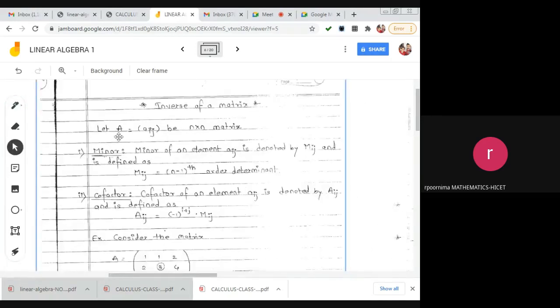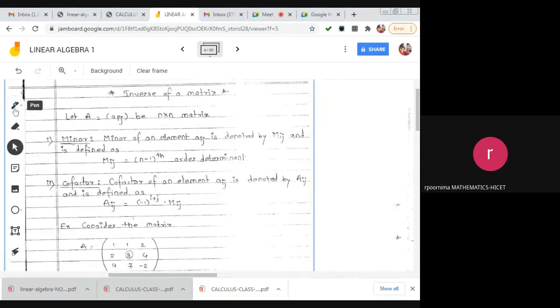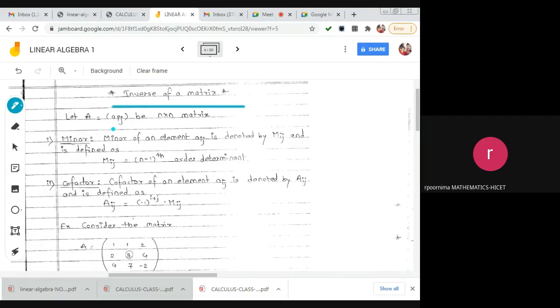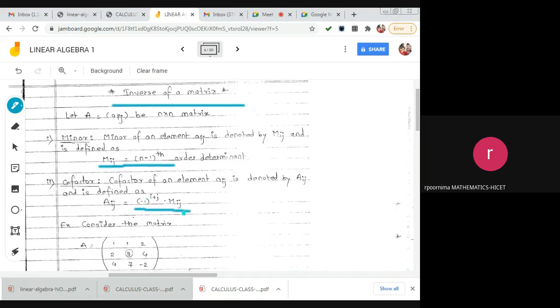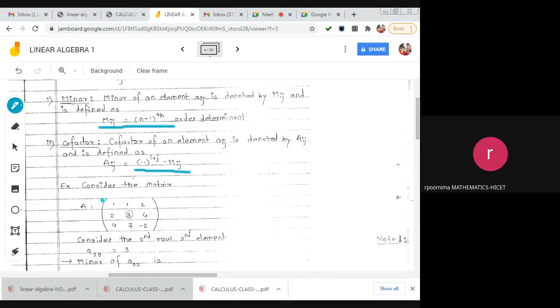Next, we are going to discuss the inverse of a matrix. Let A, with general element Aij, be an n by n matrix. Then what about the minor? The minor of an element Aij is denoted by capital Mij and is defined as Mij equal to an (n minus 1)th order determinant. The cofactor of an element Aij is denoted by capital Aij and is defined as Aij equal to minus 1 whole to the power i plus j into the minor Mij.